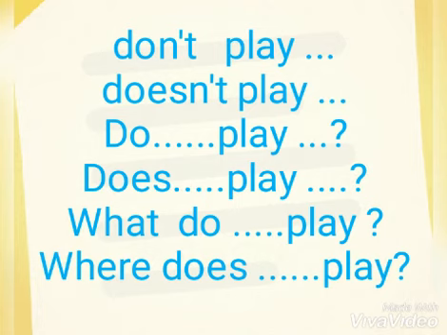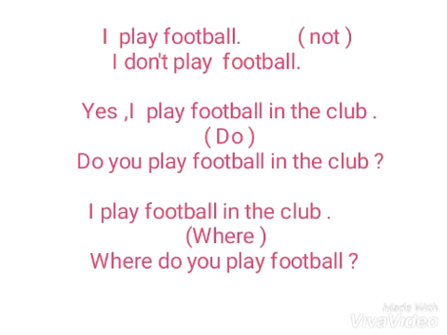So in all the negatives and questions, we have to put the verb in the infinitive في المصدر بنحطه في شكله الأساسي بتاعه. I play football. Not يبقى أقول I don't play football. Yes, I play football in the club. Do يبقى do you play football in the club? I play football in the club. Where do you play football? فأول حاجة احنا حطينا not فاستخدمنا don't عشان I بتاخد don't. تاني حاجة قلنا do مش does عشان you. تالت حاجة قلنا do عشان you.